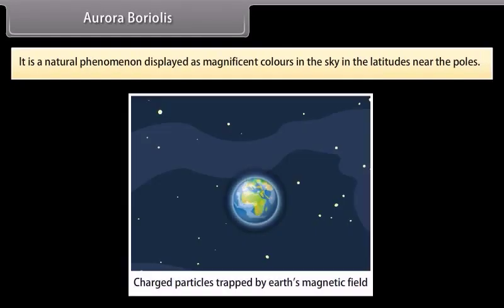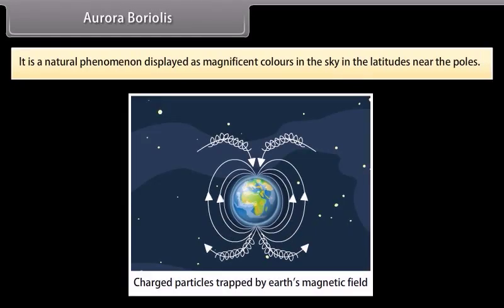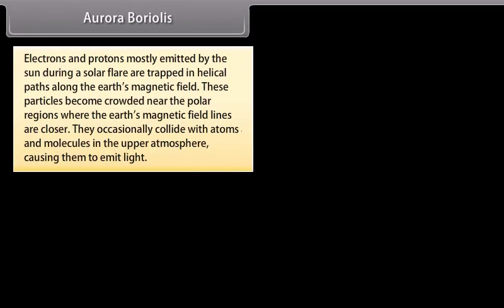Aurora Borealis. It is a natural phenomenon displayed as magnificent colors in the sky in the latitudes near the poles. Electrons and protons mostly emitted by the sun during a solar flare are trapped in helical paths along the Earth's magnetic field. These particles become crowded near the polar regions where the Earth's magnetic field lines are closer.